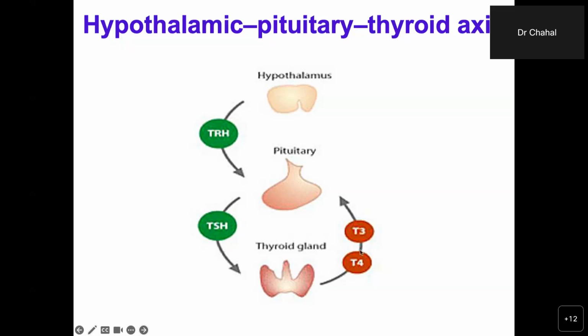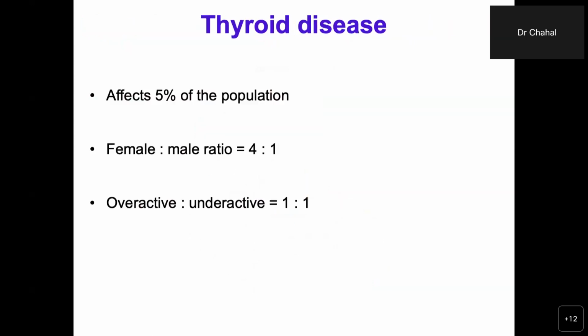So if there ever was a lack of thyroxine, the pituitary senses it and the TSH level goes up. But if the pituitary gland didn't produce enough TSH, then the thyroid hormone would be low as well. So it's a self-regulating axis. And normally this axis is in balance, but about 5% of the population may get some form of thyroid disease. And that can be either overactive, underactive, or nodular thyroid disease.